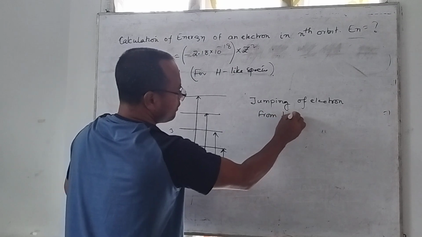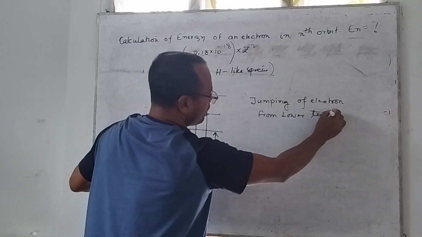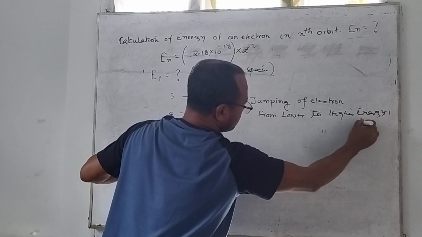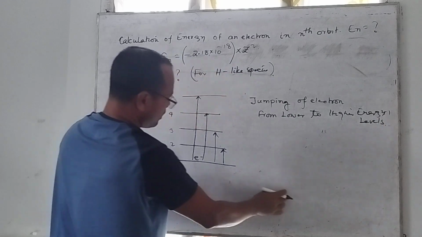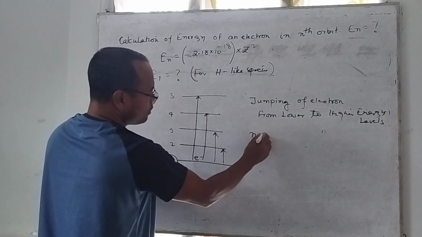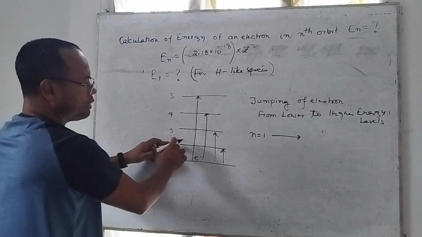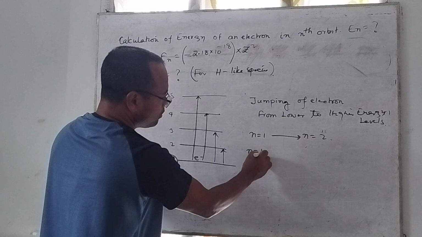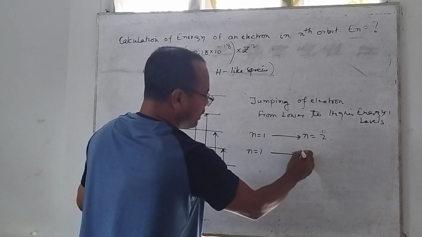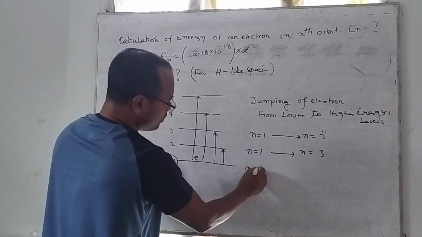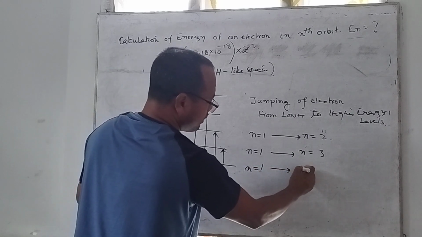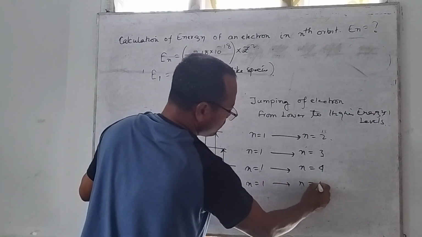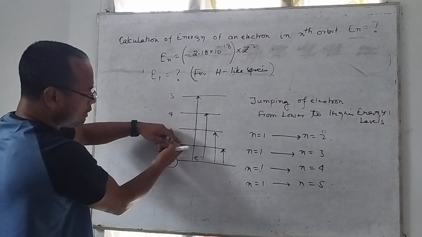From the lower energy level to higher energy levels, right? Now I start from here, n is equal to 1, where the electron jumps to n is equal to 2. Then another one, n is equal to 1, where the electron jumps to n is equal to 3. Then n is equal to 1 to n is equal to 4, and n is equal to 1 to n is equal to 5, right? That means different energy levels.